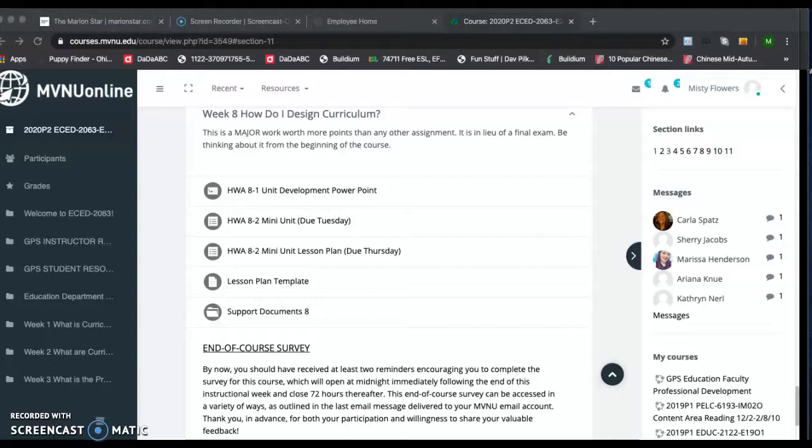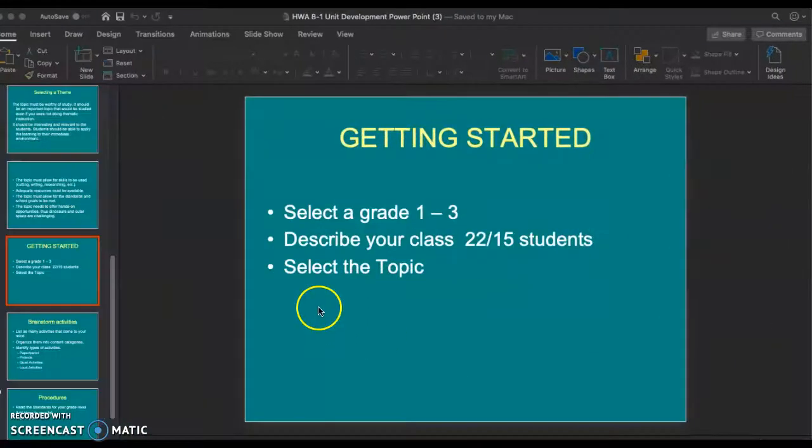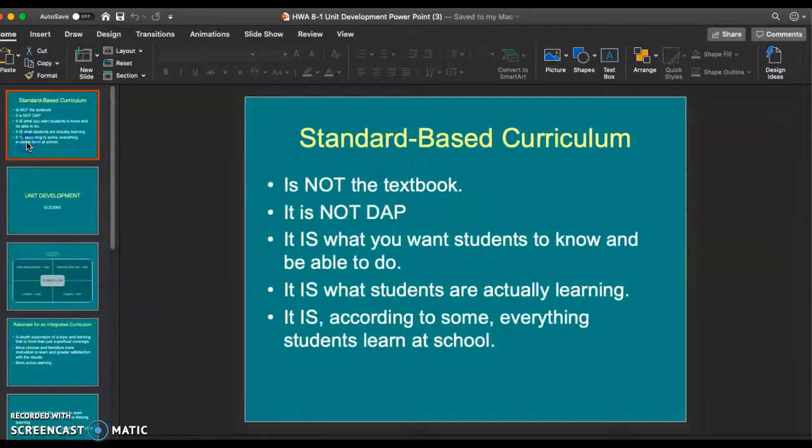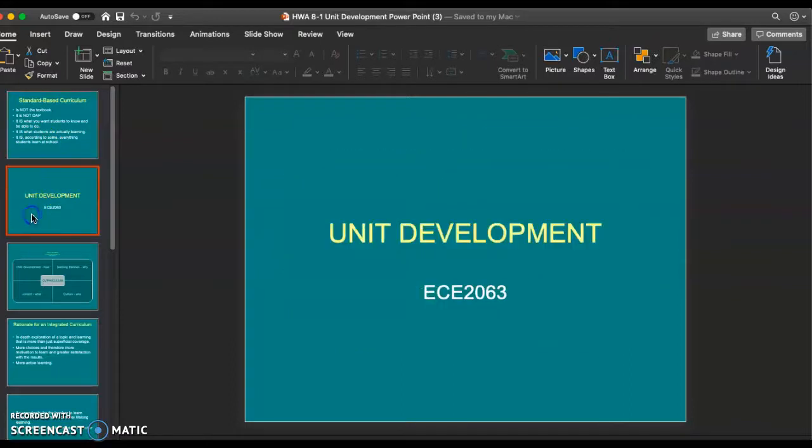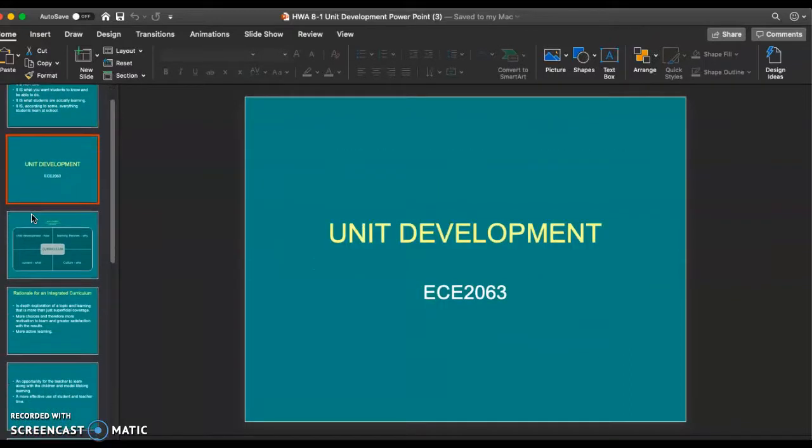Our final week, how do I design curriculum? This week is where you are tying everything together. So instead of having a final exam, you're working on this mini unit and the lesson plan. It's very important to make sure that you are reading through the PowerPoint. It talks about standard-based curriculum, what it is and what it isn't. It talks about how to develop a unit.